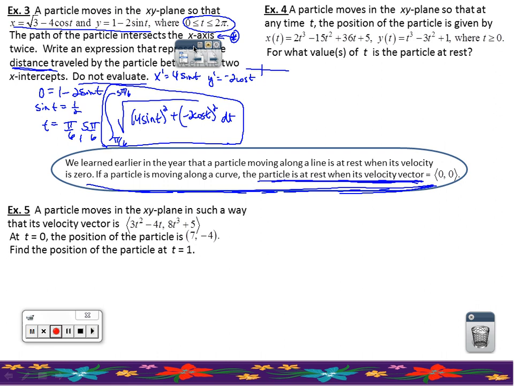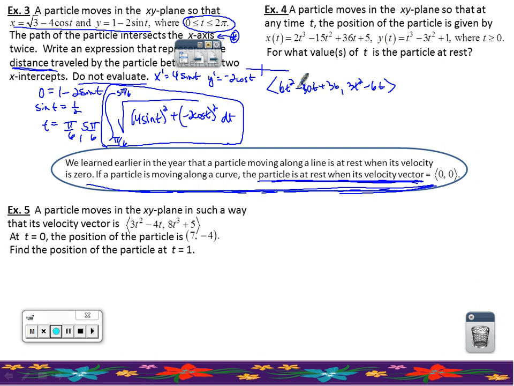Okay. So let's do our velocity vector equation for this. We have 6t squared minus 30t plus 36. That would be our x component. Our y component would be 3t squared minus 6t. And we want to know for what values it is at rest. So what we're going to have to do is set each of those components equal to 0 and see what the t values are there.